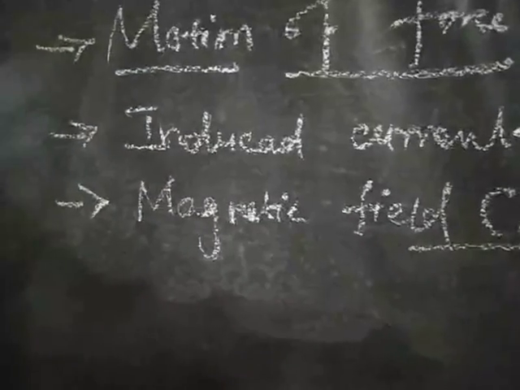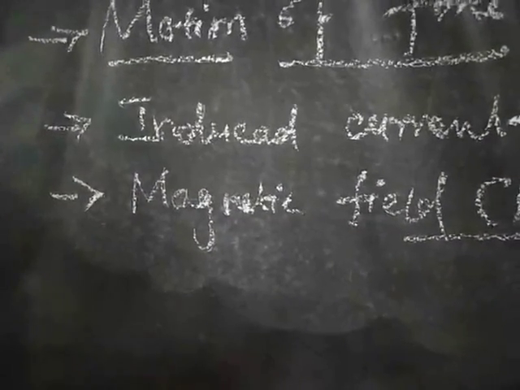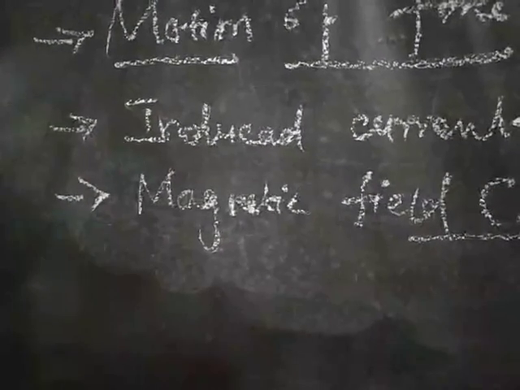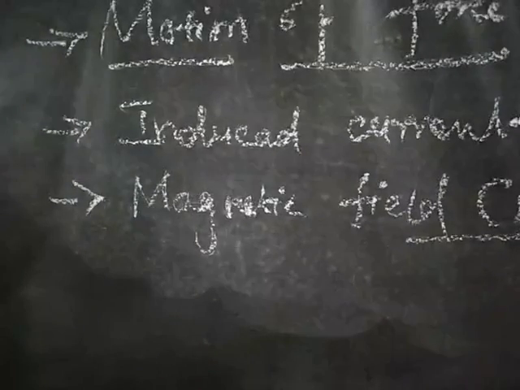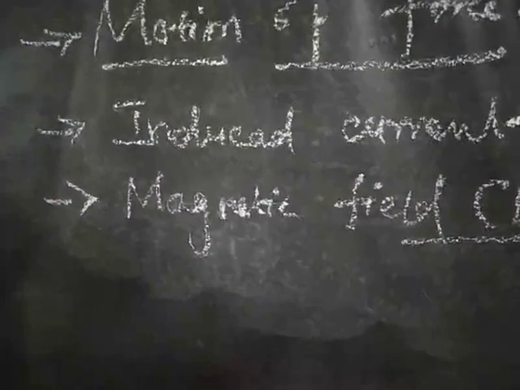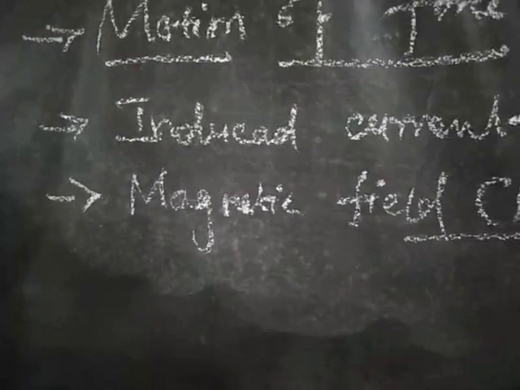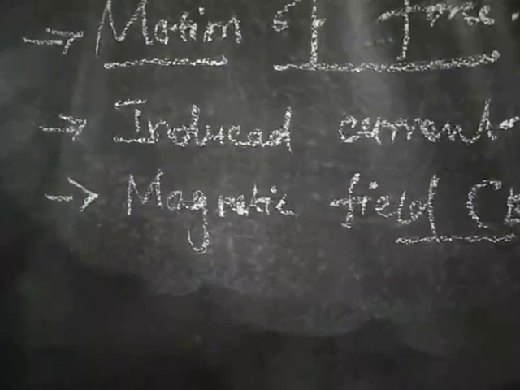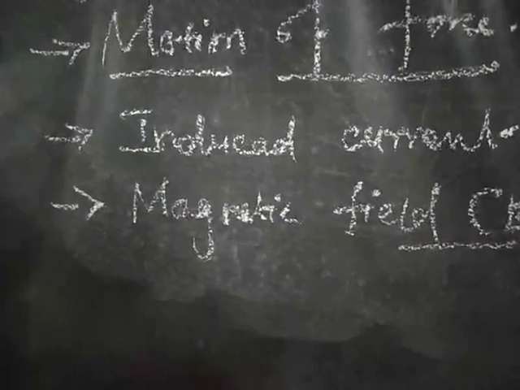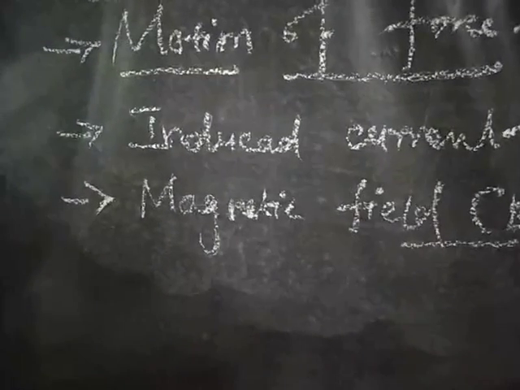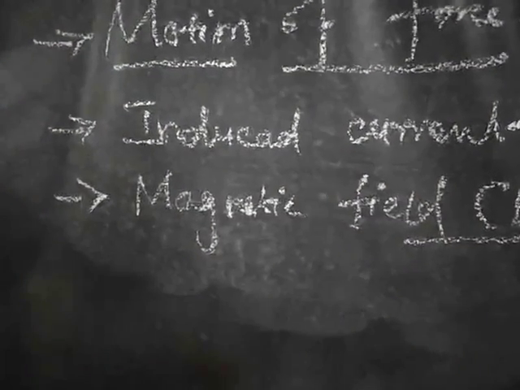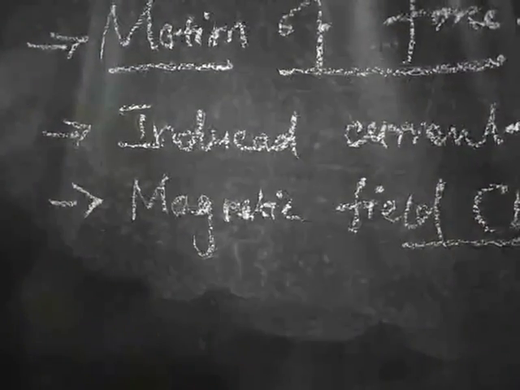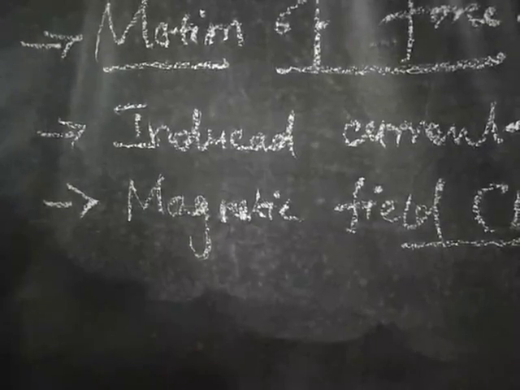What is the definition of Fleming's right hand rule? Take the right hand and keep the thumb, middle finger and forefinger perpendicular to each other. If the forefinger indicates the direction of the magnetic field and the thumb indicates the direction of motion of the conductor, then the middle finger indicates the direction of the induced current. This rule is known as Fleming's right hand rule, otherwise known as the generator rule. One diagram is given in the book, explained with the help of the right hand. You have to see the textbook.